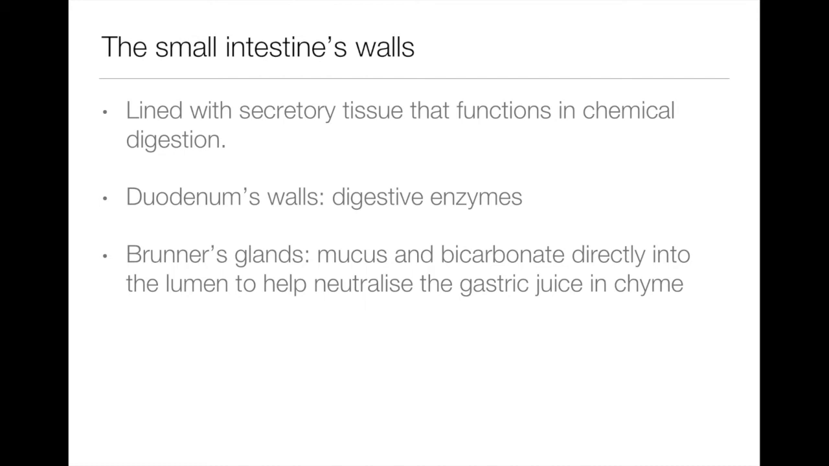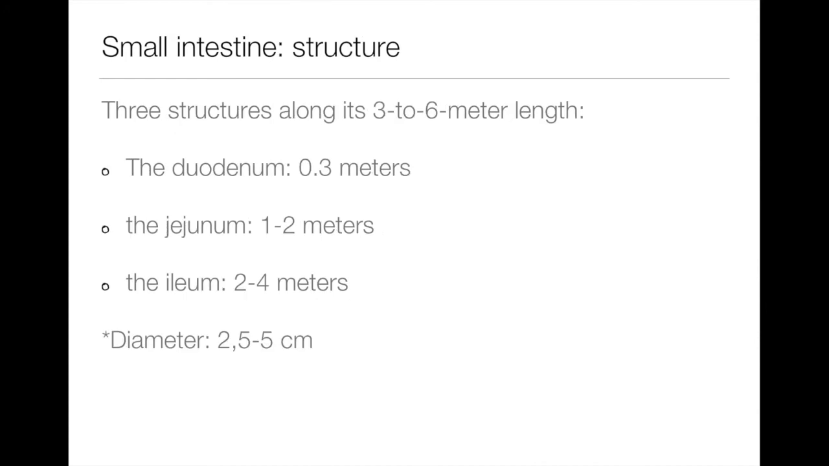Now, the small intestine is divided into 3 structures along its 3 to 6 meter length. The duodenum, which is about 0.3 meters, the jejunum, which is about 1 to 2 meters, and the ileum, which is about 2 to 4 meters. The small intestine is approximately 2.5 to 5 centimeters in diameter.